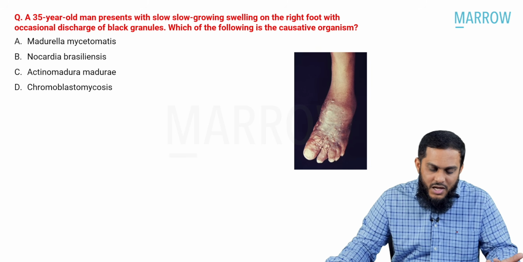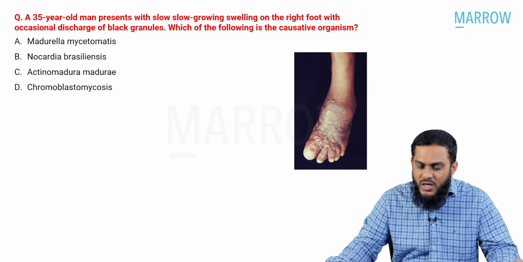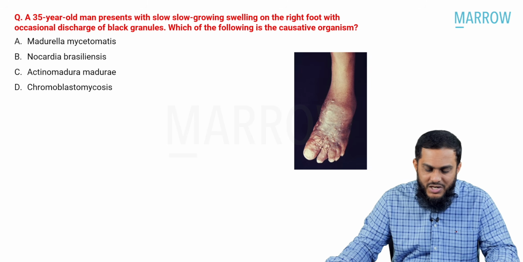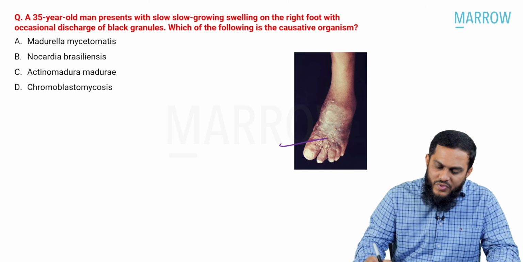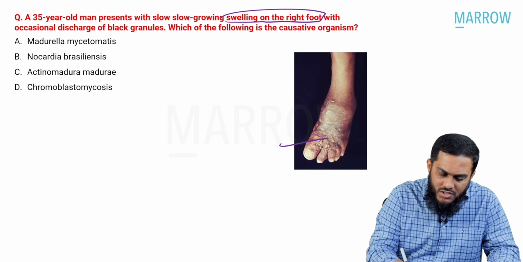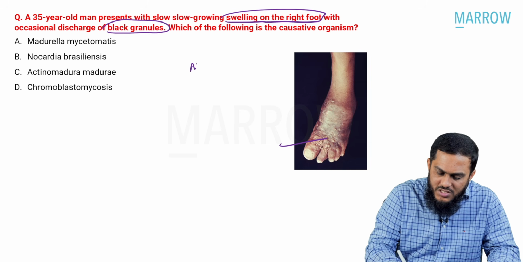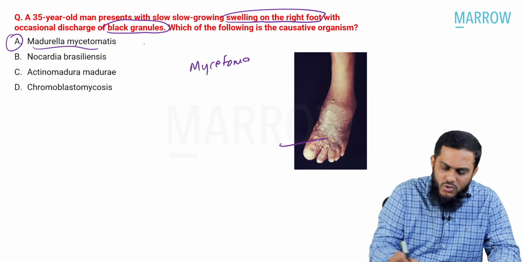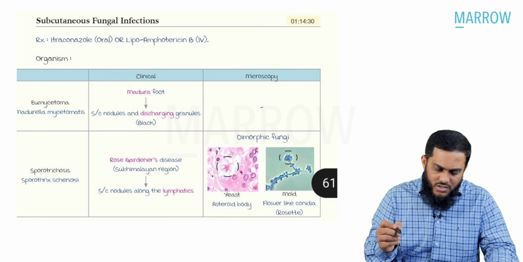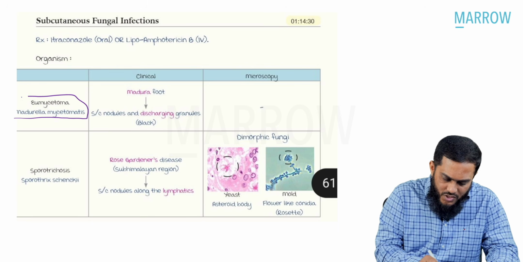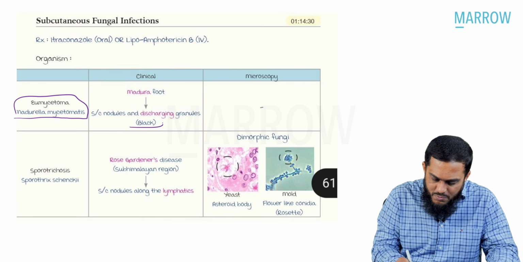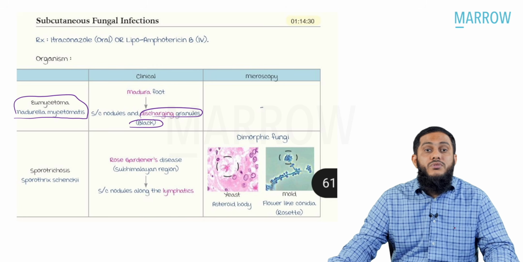So next question. A 35-year-old man presents with slow growing swelling on the right foot with occasional discharge of black granules. Swelling on the foot with black color granules: the disease is mycetoma, and black color granules go in favor of Madurella mycetomatis. Again, Madurella mycetomatis, black color discharging granules.